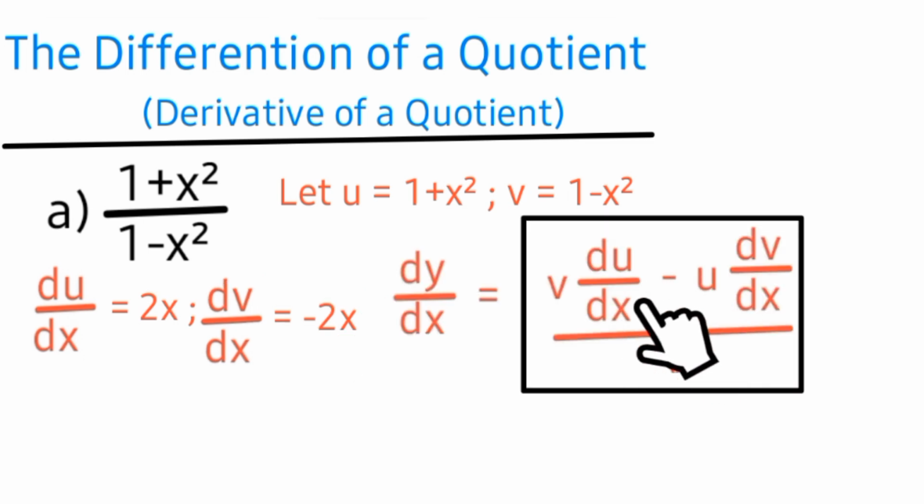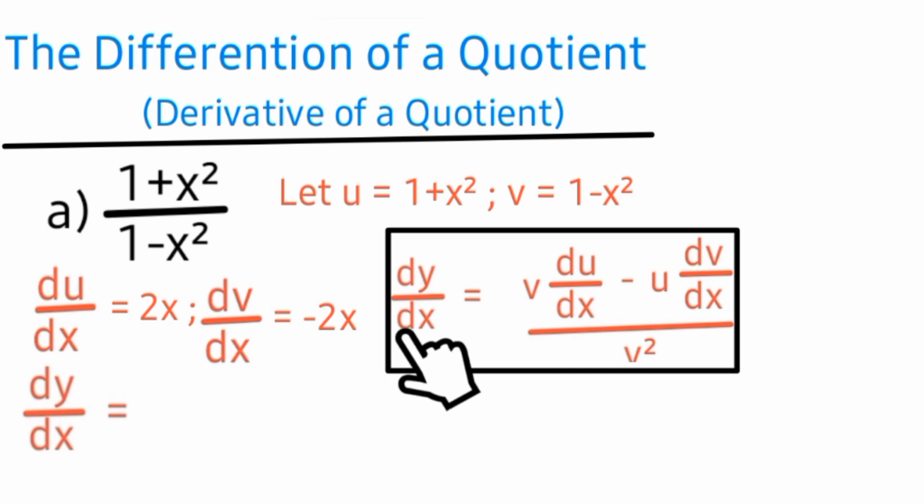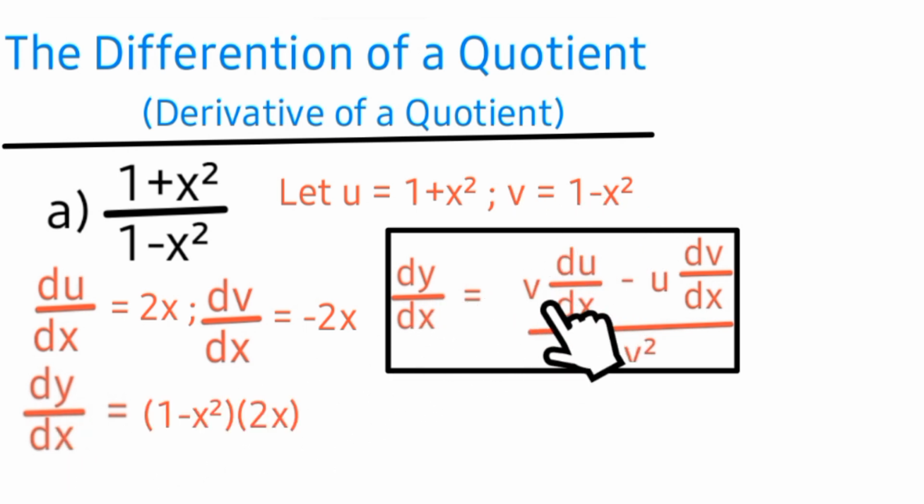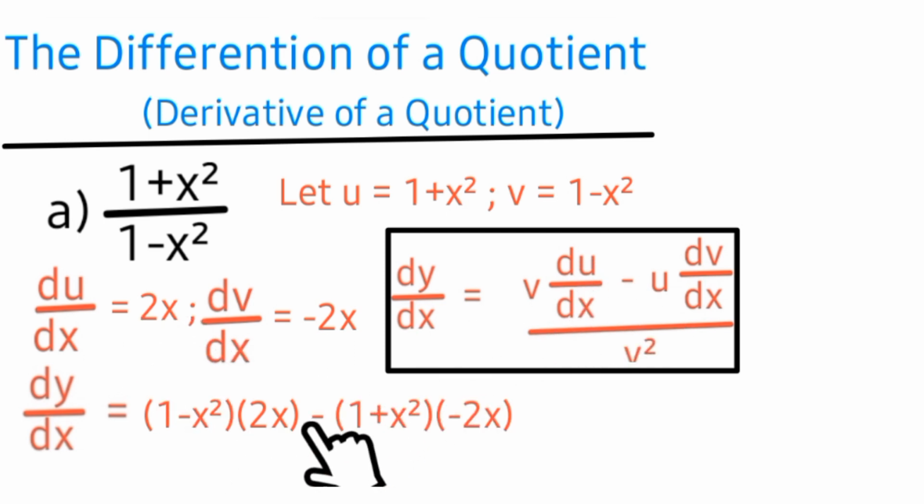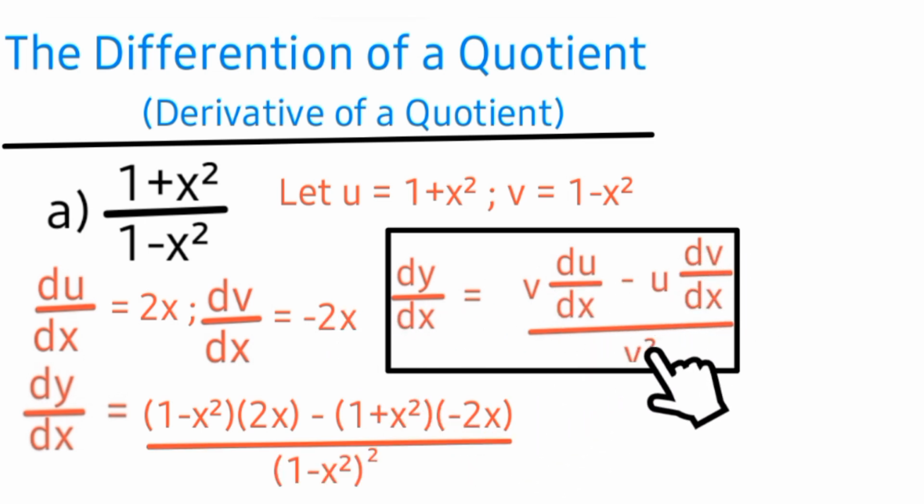This is the quotient formula used in getting the derivative of a quotient of this form. So our dy by ds will be equal to V multiplied by du over ds, minus U multiplied by dv over ds, divided by V squared. Our V value is 1 minus s squared, and then squared.